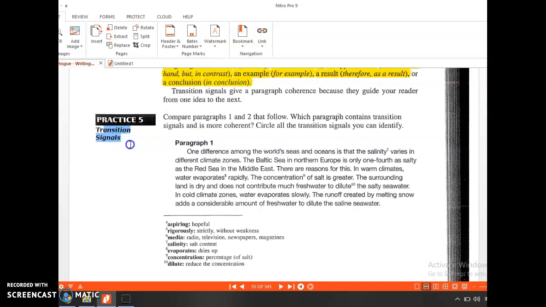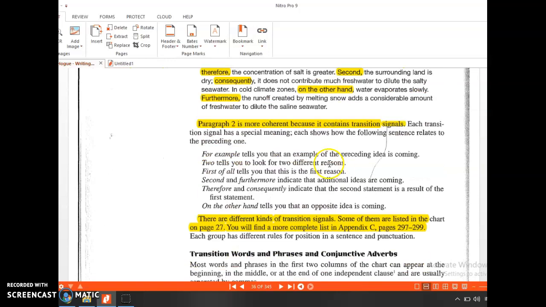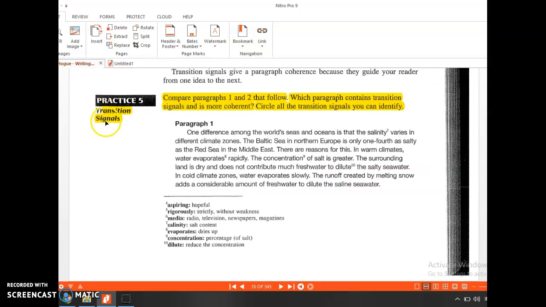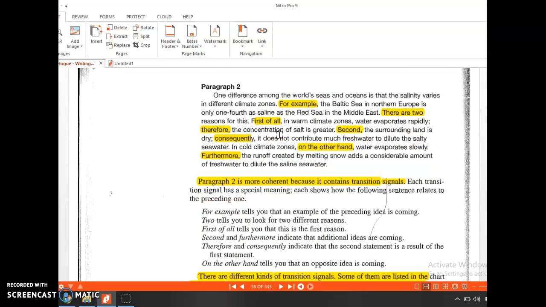Transition signals, please do it. Compare paragraphs 1 and 2 that follow here. Which paragraph contains transition signals and is more coherent? Circle all the transition signals you can identify. Oh, no, no, no. It's already discussed, so you do not do it. Just skip it. I have already highlighted this.